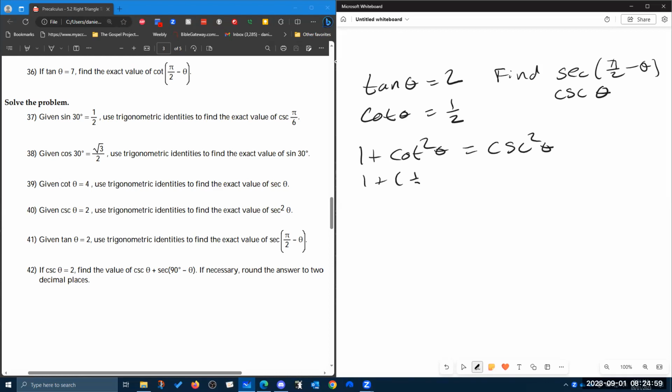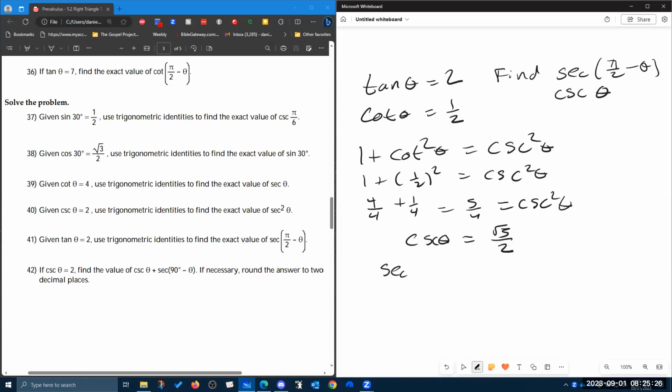So 1 plus 1/2 squared is cosecant squared. This is 1/4. So let's write that 1 as 4/4. This 5/4 is cosecant squared. So cosecant has to be √5 over 2. And I can go back and write cosecant as secant of pi over 2 minus theta if I would like to.